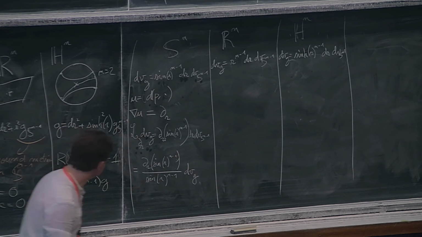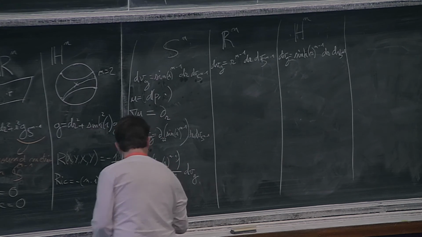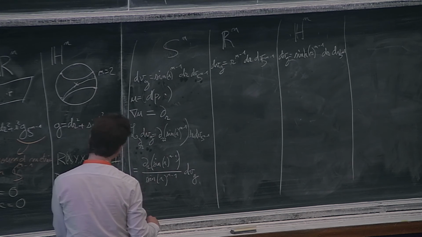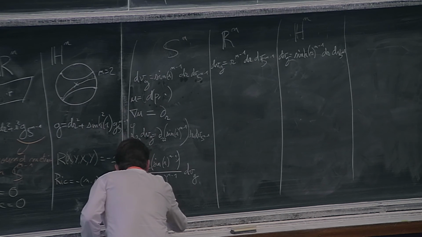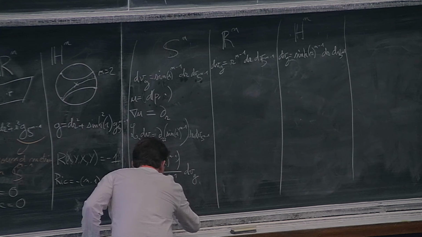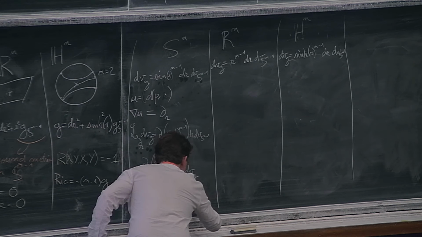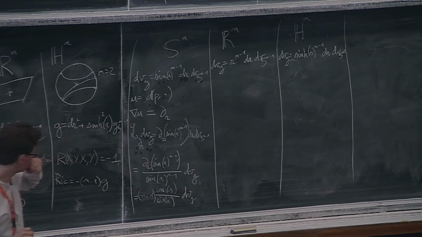So when you do the computation, it's actually not too hard. This gives you (n−1) cosine r over sine r dvg. Okay?